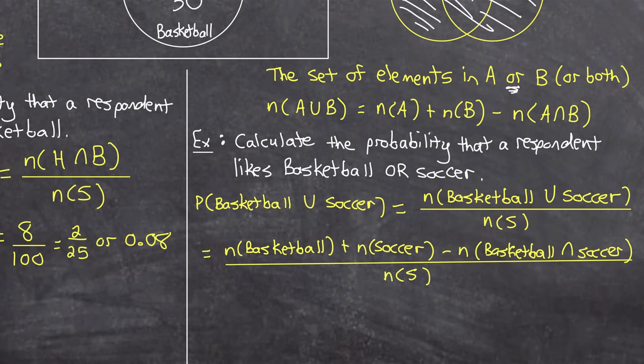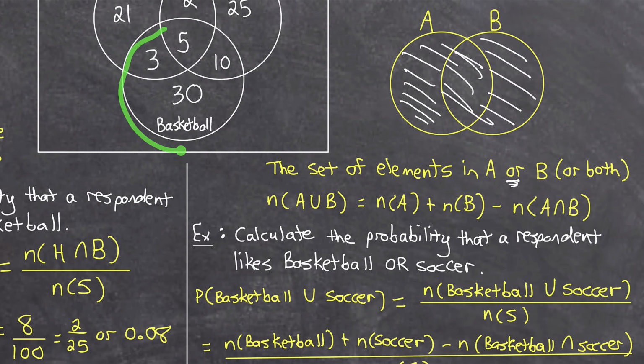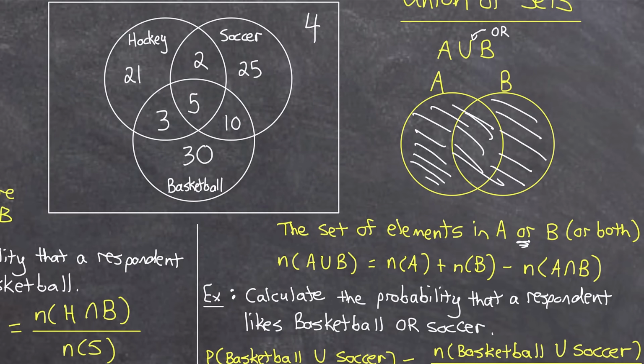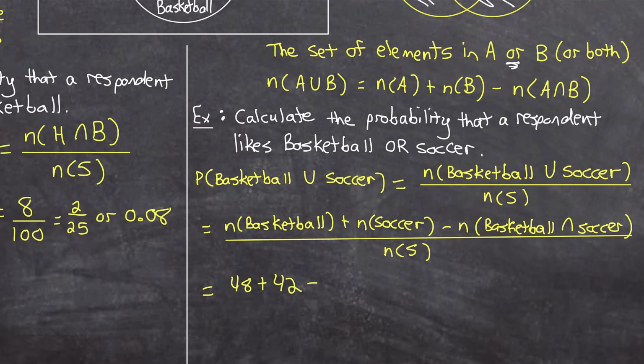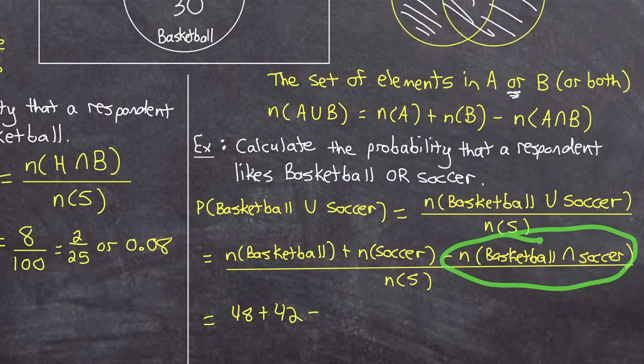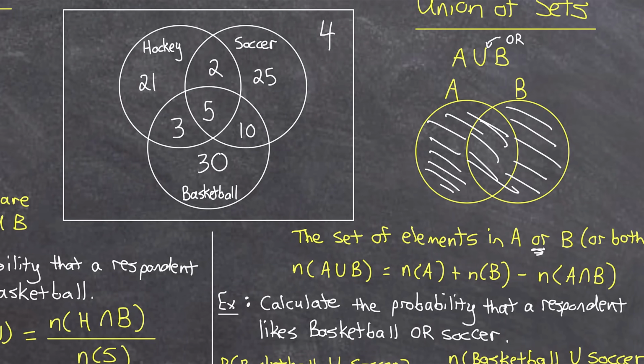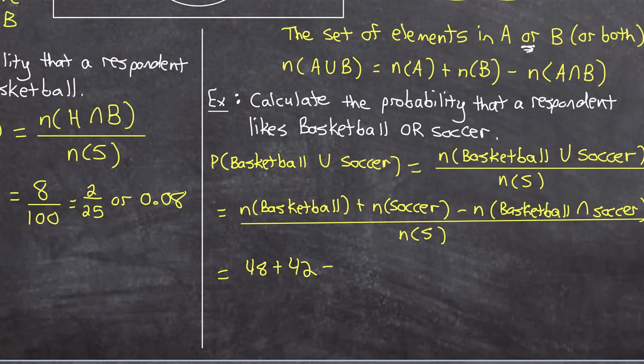And if I do this formula, let's look back up at our Venn diagram. The number of people that like basketball, inside of the basketball circle, I see 48 elements, plus the number of people that like soccer. Inside of the soccer circle, I see 42 elements. And then I have to subtract the number of people that like basketball and soccer. So that would be the intersection of the basketball and soccer circles. I see 15 people inside that intersection. Those are the people that I counted in both the basketball circle and the soccer circle. So they're double counted, so I have to subtract that 15. And then the size of the sample space was still 100.